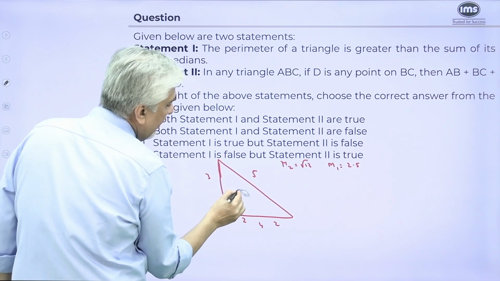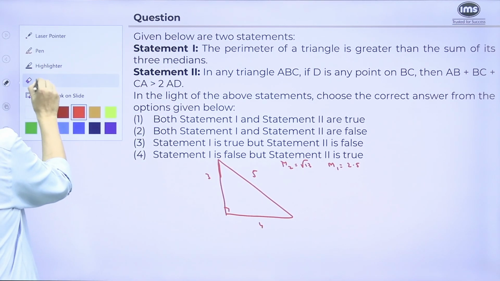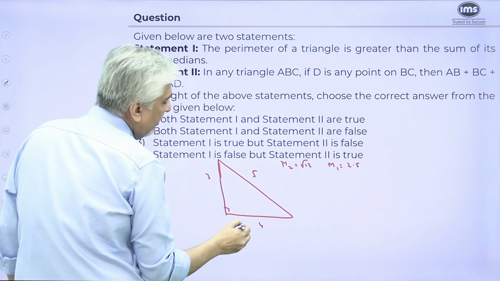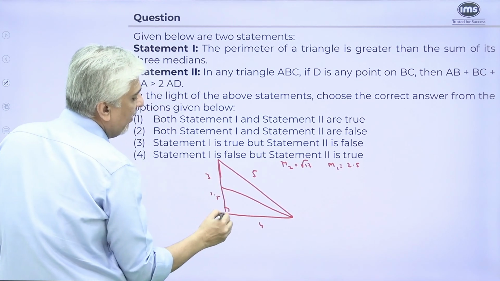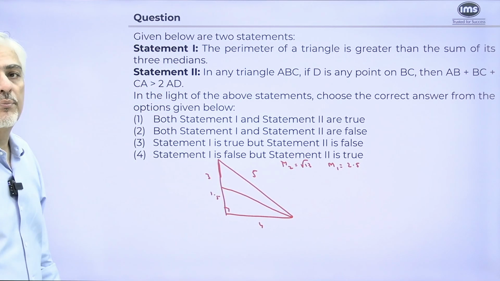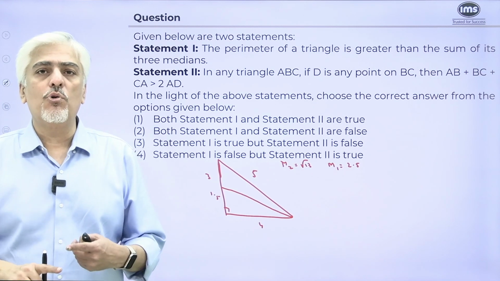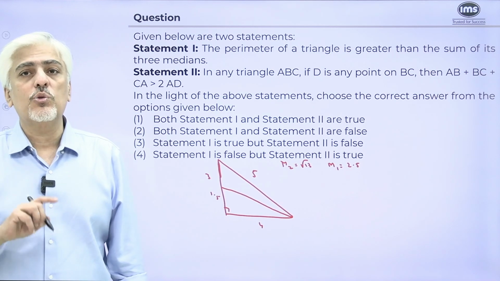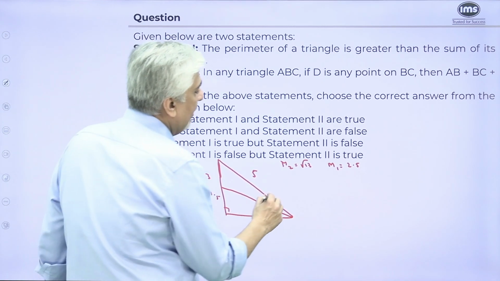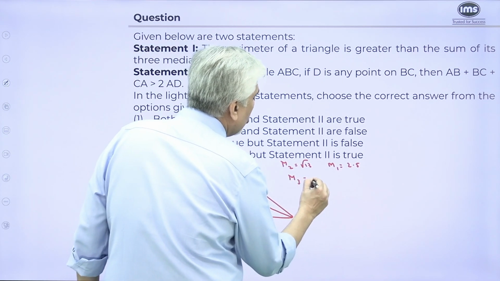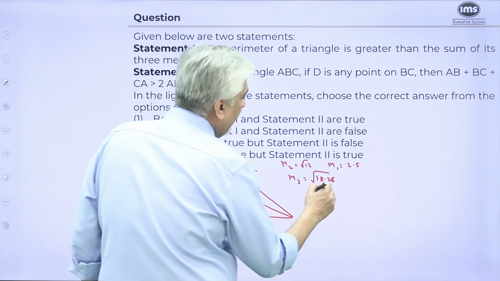Just erasing what I don't need now. Where will the third median come? Pay attention very carefully. The third median will come over here. So this will be 1.5 and 1.5. So we'll use Pythagoras between 4 and 1.5. So median 3 square will be 4 square plus 1.5 square. 4 square is 16, 1.5 square is 2.25. So 18.25. So median 3 is square root of 18.25. Okay.